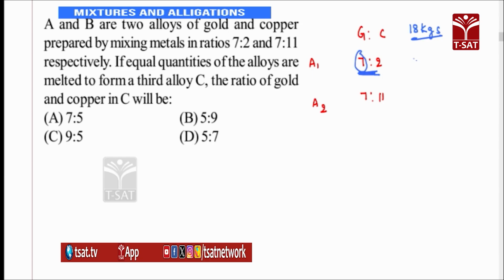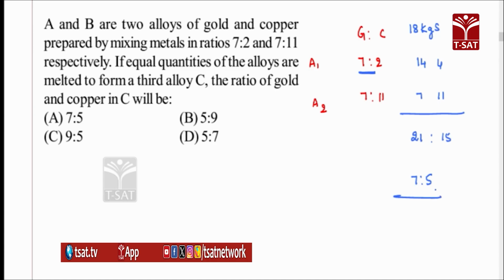Here 7 parts, 7 2s are 14. I am dividing 18 in the ratio 7:2. How do I divide it? There are totally 9 parts. 9 parts is 18 means each part is how much? Each part is 2 kg. So 7 parts becomes 14 kg, 2 parts become 4 kg. Here 18 parts is 18 kg, therefore each part is 1 only. So 7 parts is 7, 11 parts is 11. I would say gold is 21, copper is 15. Directly you get the ratio 7:5.